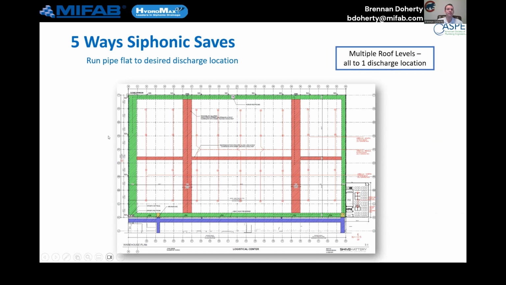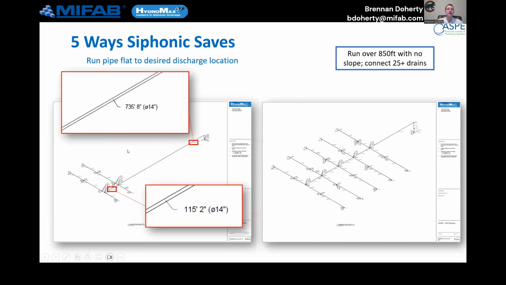Last kind of major example for us, typical warehouse, it does have different roof levels, but showing us what's possible, we were able to run this system 850 feet dead level flat, no slope or pitch whatsoever. In order to achieve this with gravity, we would need 17 feet of slope or trench or building height, all of which we know we are never going to be given.